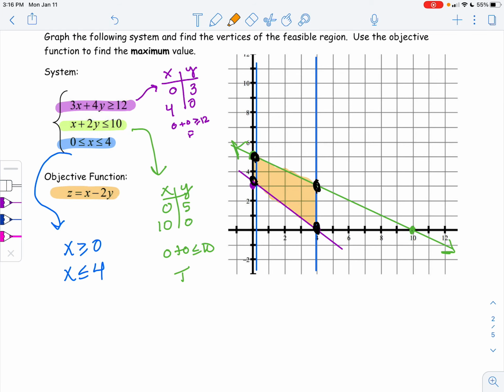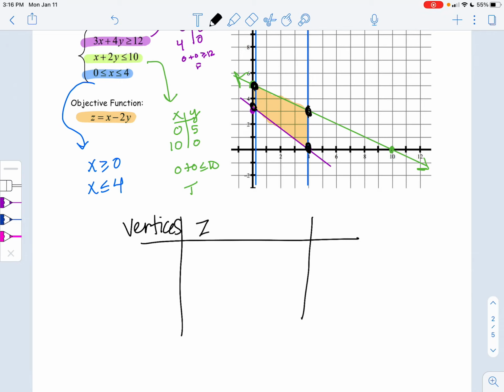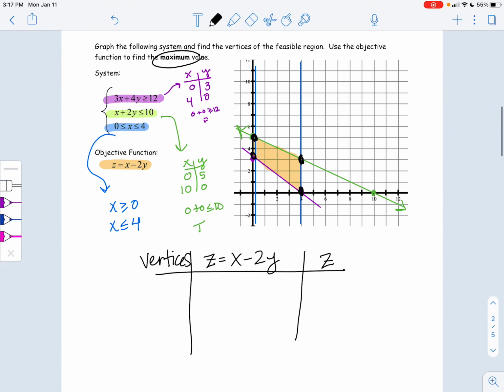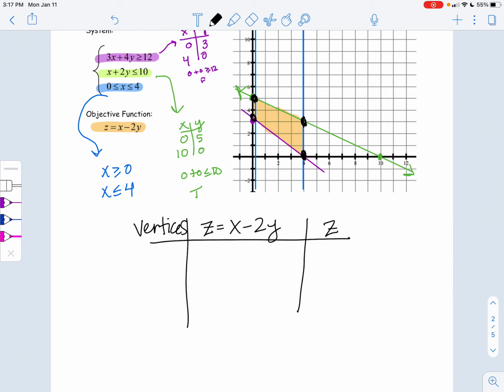Now I want to use my objective function. So I'm going to make that table just like above. So here would be my vertices, my objective function, and then my answer when I plug them into my objective function. And I'm asking you to maximize the value. Okay, so I took up a lot of space here, like usual. All of these are right on vertices. You could, and probably should, do the algebra for these. I'm going to skip it at this point just for the sake of time.